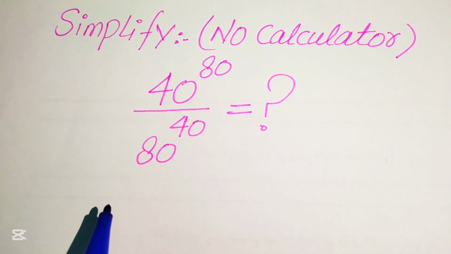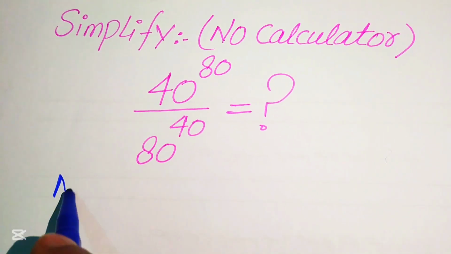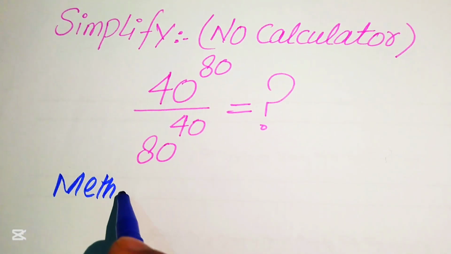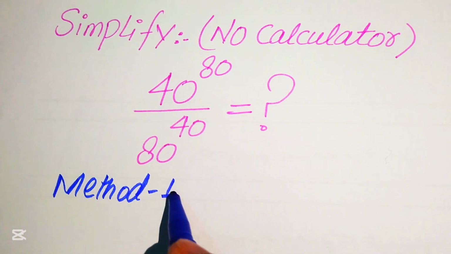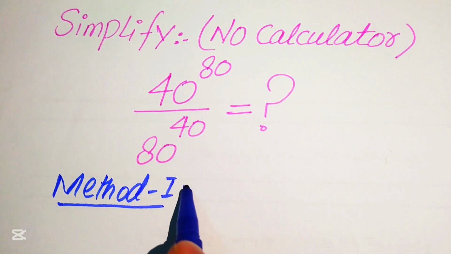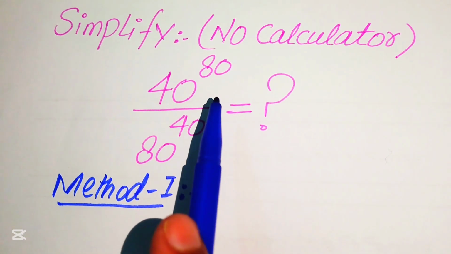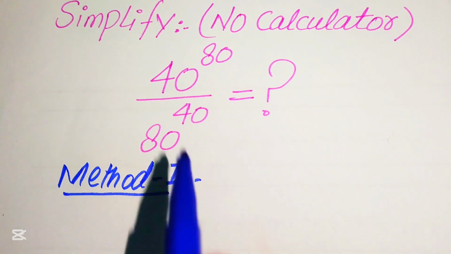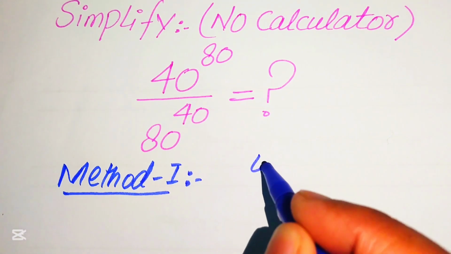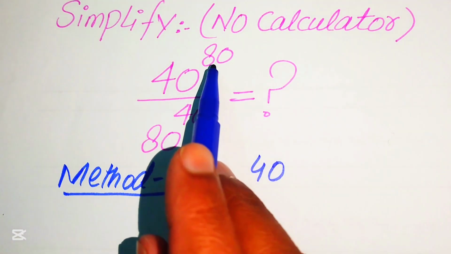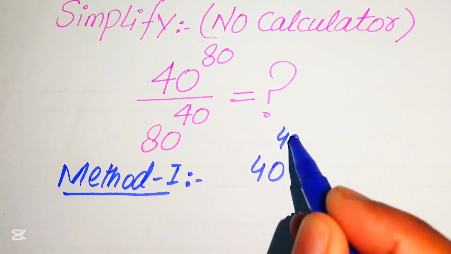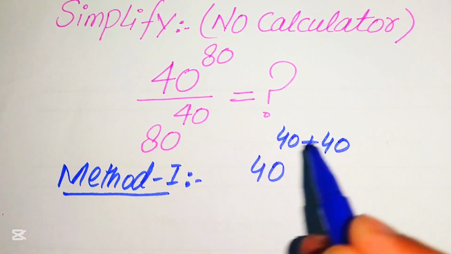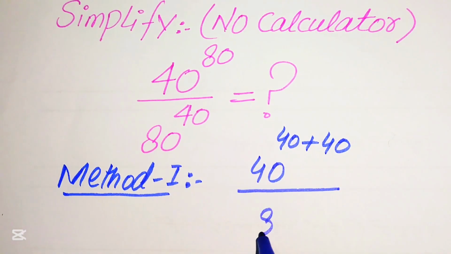Now in this question we will solve this problem with two methods. First we will discuss method number one. In the first method, we will just break the exponent, that is 80. When we break this 80, we rewrite it as 40 to the power of 40 plus 40, divided by 80 to the power of 40.